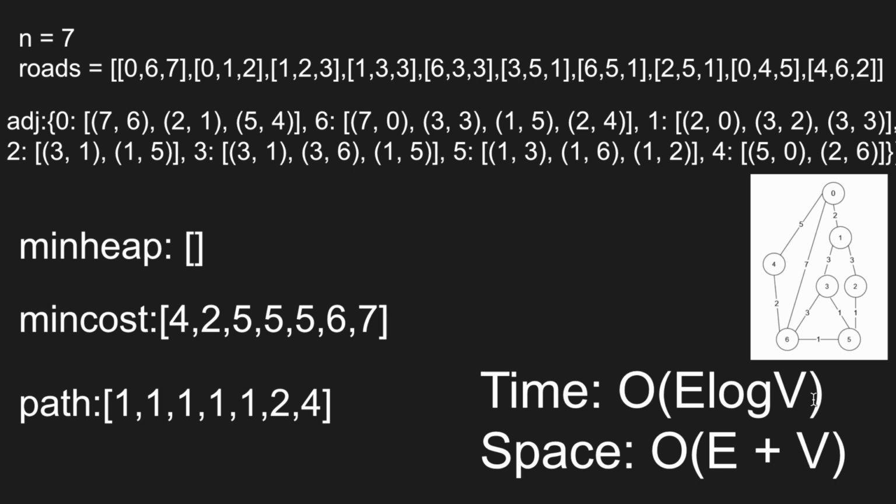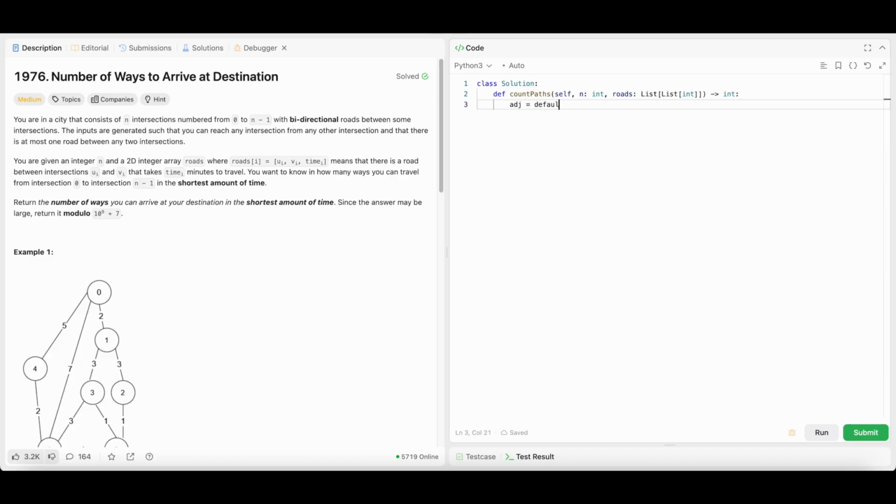So now let's get to the coding part. So first we will set up the adjacency list, which we'll call a default dict of list. And then we would set the nodes to each other, so u, v, w in roads. And we will do adjacent of u, append w, which is the cost, and v, which is the other node. And adjacent v dot append w again, and u for the node it's reaching to.